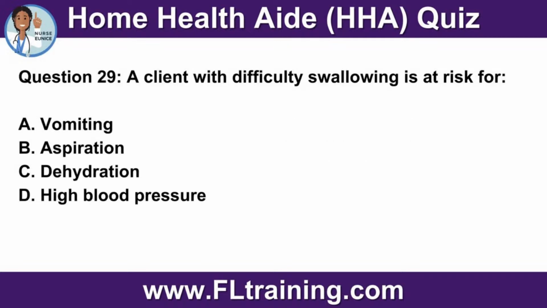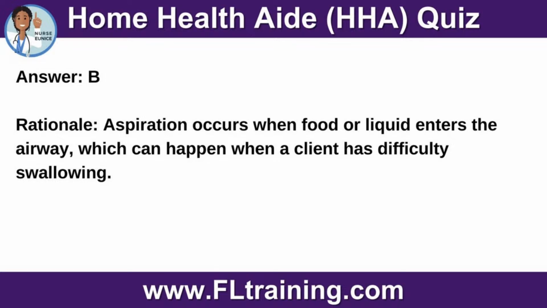Question 29. A client with difficulty swallowing is at risk for A, vomiting, B, aspiration, C, dehydration, or D, high blood pressure. Difficulty swallowing. Revealing the answer in 3, 2, and yes, it is B, aspiration. Aspiration occurs when food or fluid enters the airway, which can happen when the client has difficulty swallowing.